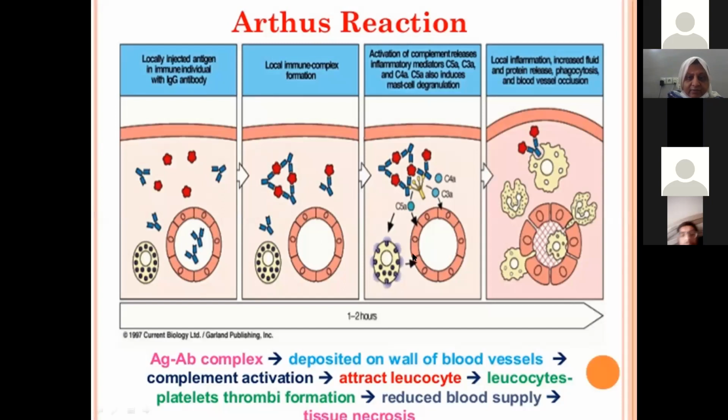They activate the complement, and when they deposit on the blood vessel walls, the complement will activate. It will attract all the cells of inflammation, especially leukocytes, and they will come there and damage the blood vessel, and a reduced blood supply will happen that will lead to tissue necrosis.